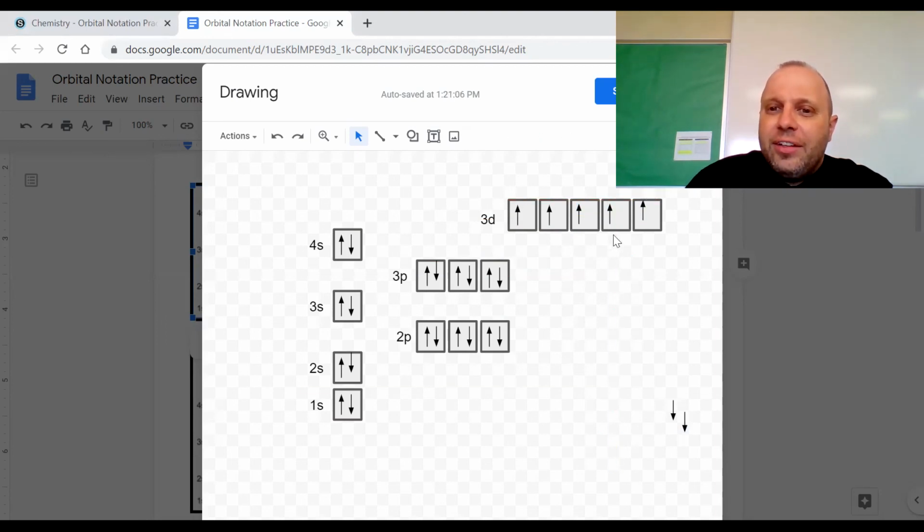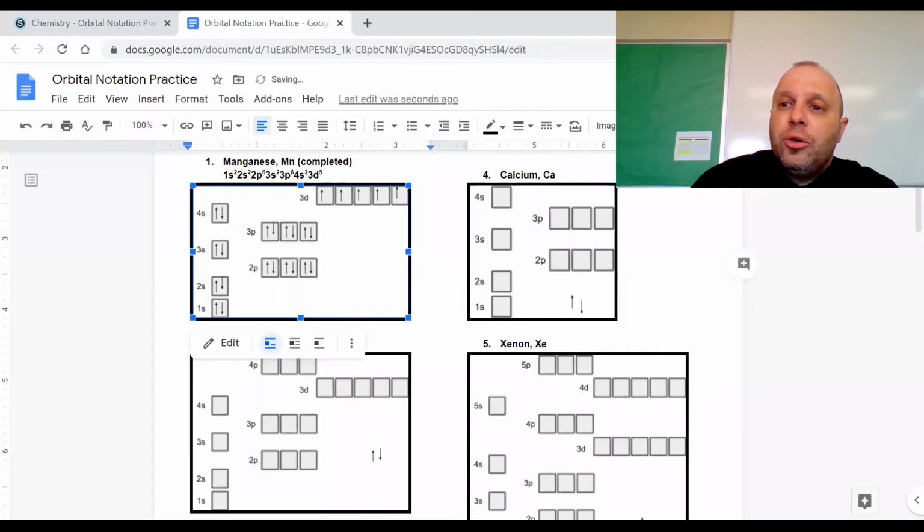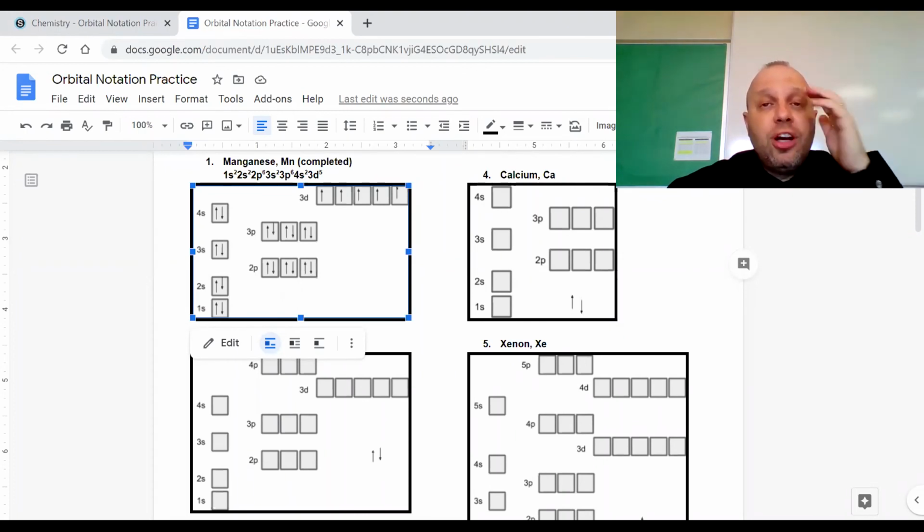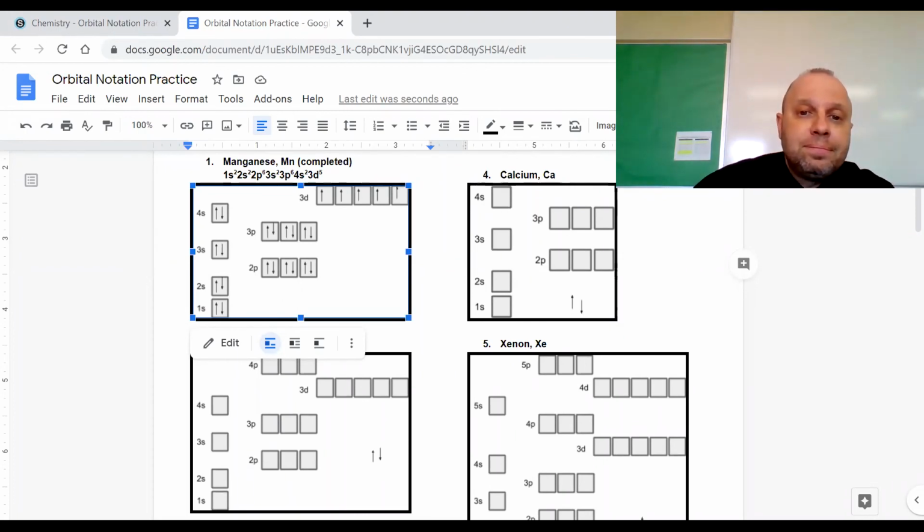You'll notice that it is half filled. You can go ahead and delete any extra electrons that you have. To save this, hit Save and Close. If the Save and Close button is not visible, you might also have to zoom out of your screen. So the first one is now completed for you.